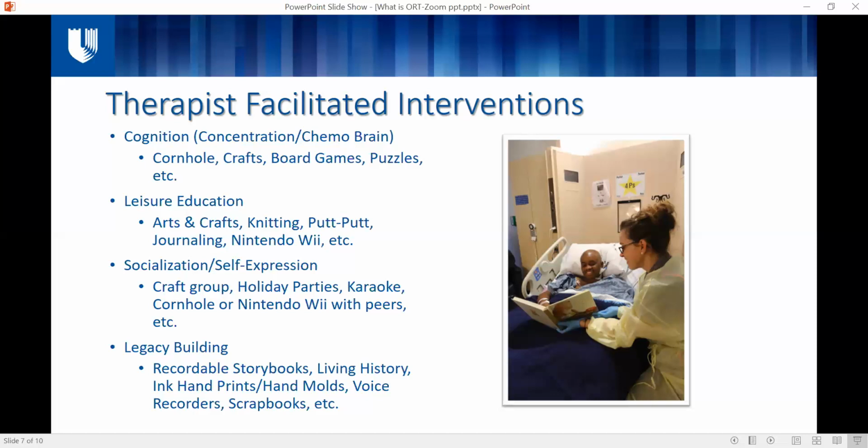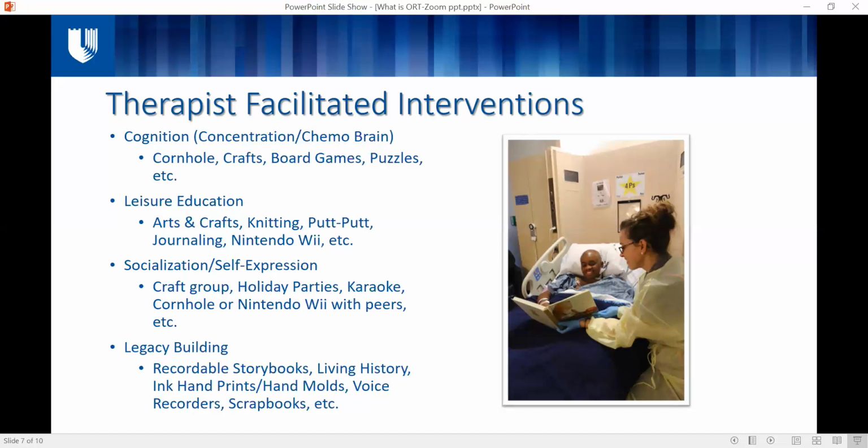And then another focus may be on legacy building. So providing that opportunity to create memories and keepsakes and share those with your loved ones. So such as a recordable storybook, which you see here in the picture. So recording your voice on a children's book, and that way when it's sent home to the young ones in your life, they are able to hear your voice reading a book to them.